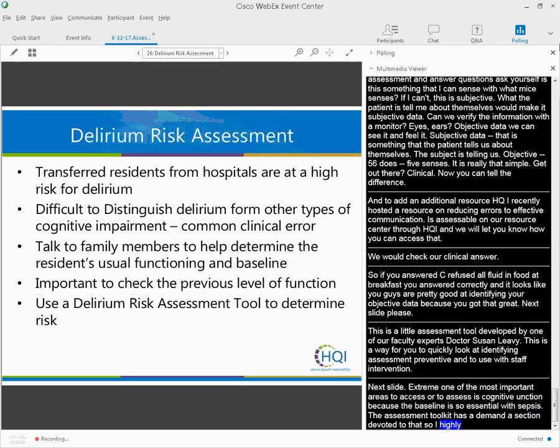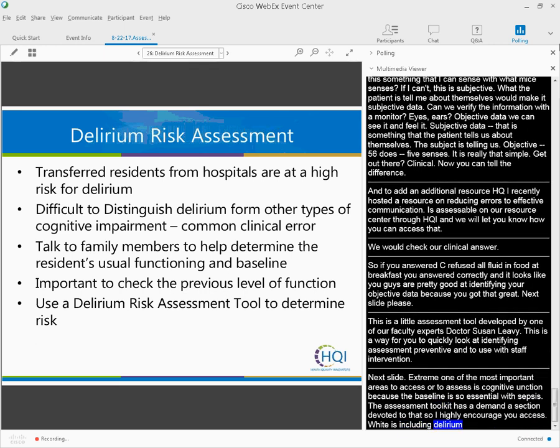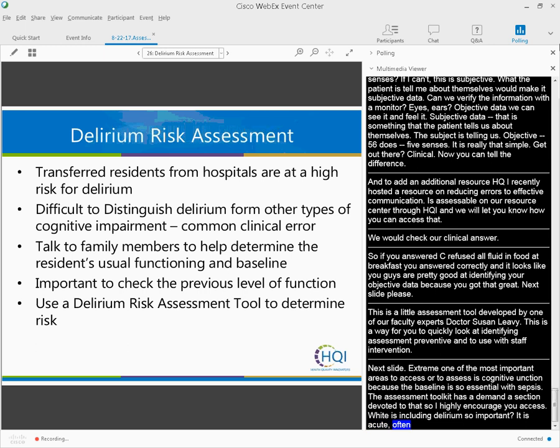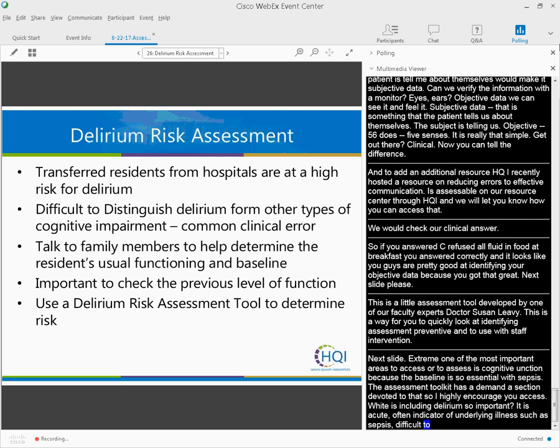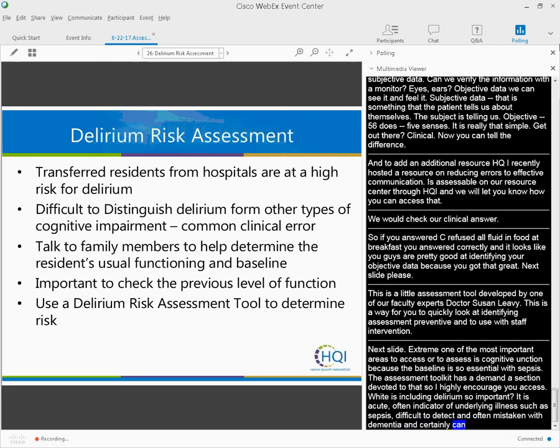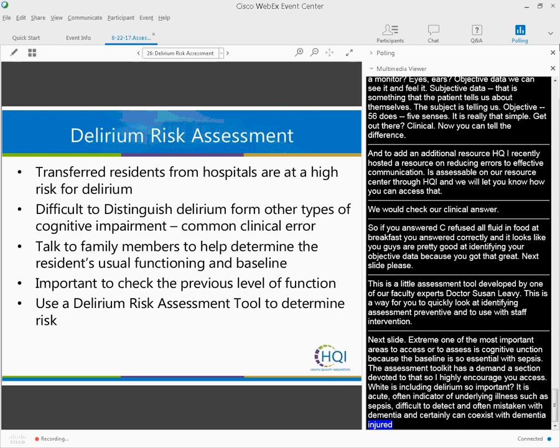It's often an indicator of the underlying illness such as sepsis, difficult to detect, often mistaken as dementia, and can certainly coexist with dementia. It's very quick onset within a few hours, and your post-hospital discharges are at an increased risk. Check your discharge summary to see if there was delirium present in the hospital.